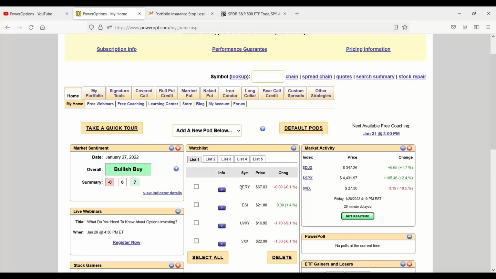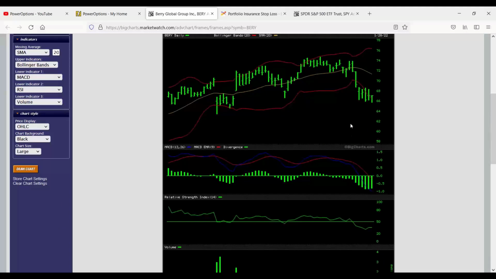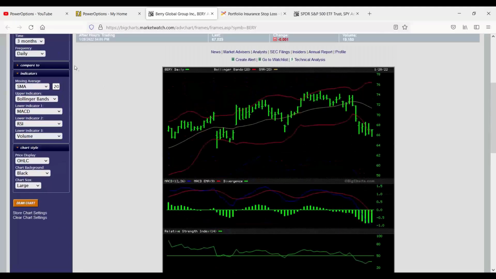But I'm going to take this example here with BERY just because it's a stock I know and it's trading right at about 67. And what I want to do is just take a quick look at the stock chart here. We're going to find a date back in time. And this time frame looks really good. Let's go to a 1-month chart.